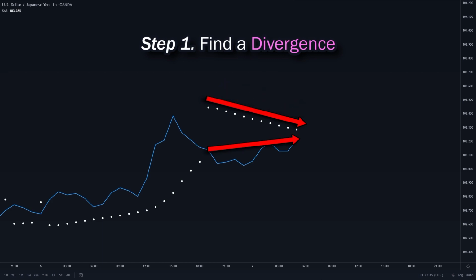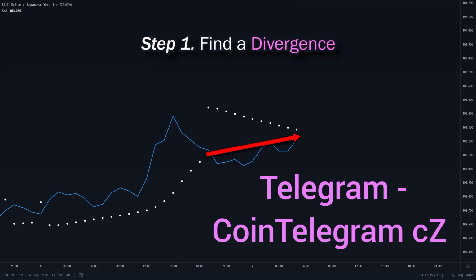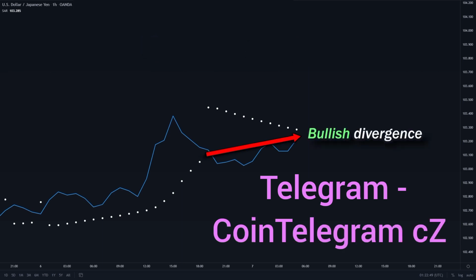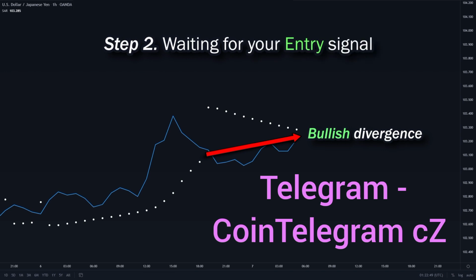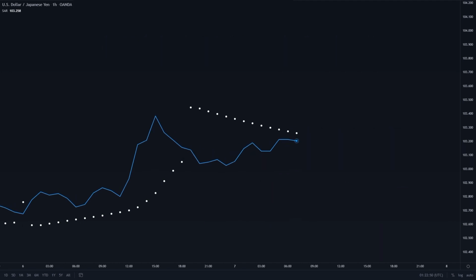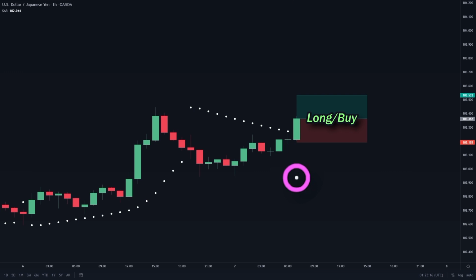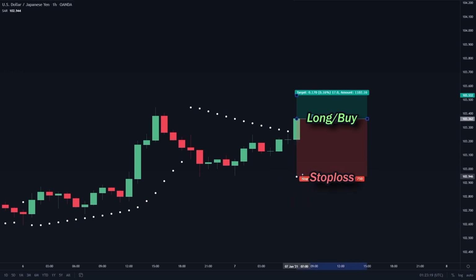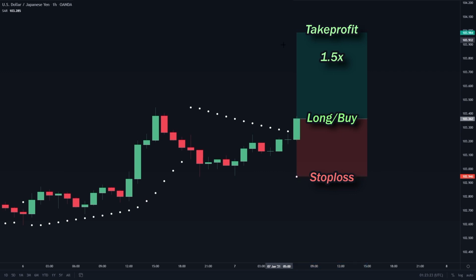Now, the question is, how do we know if this is a bullish divergence or a bearish divergence? So to answer that question, you simply need to look at the direction of the price as the divergence is forming. So in this particular example, we can see that the price is heading upwards, meaning this is a bullish divergence. Now the next step is waiting for your entry signal. So for your entry signal, after the bullish divergence has been formed, you want to further confirm the bullish momentum by waiting for the Parabolic SAR to switch below the price. So once this happens, you enter a long position. Now for your stop loss, you can place it at the Parabolic SAR and set your profit target at 1.5 times your stop loss.